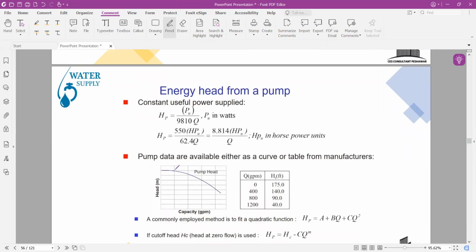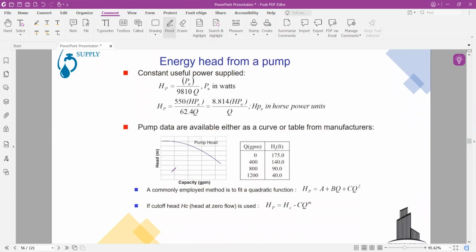This is a very important point to be noted. This is basically the pump characteristics curve, which is provided by the manufacturer. They may provide the pump characteristics curve, they may also provide the data in tabulated form, and they may also provide a quadratic equation for calculating the head provided by a pump based on the flow through the pump.